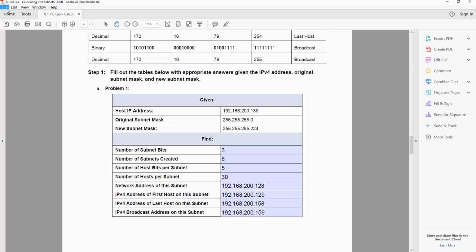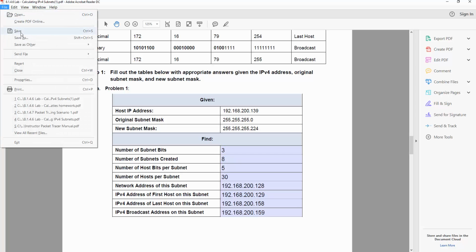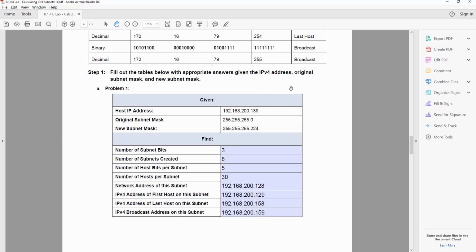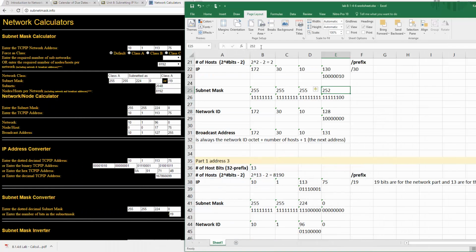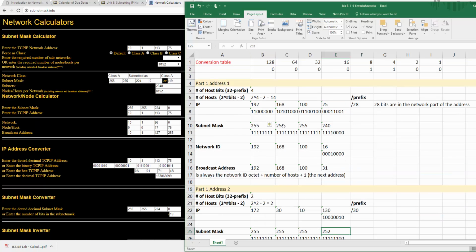I think you'll have a really good idea of how to do this lab now. Hopefully this helps, and I'll erase all of my junk in here and post this so you can have this conversion table. It'll help you with the Packet Tracer and your future exams and stuff, I think.